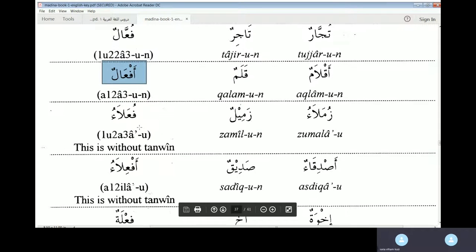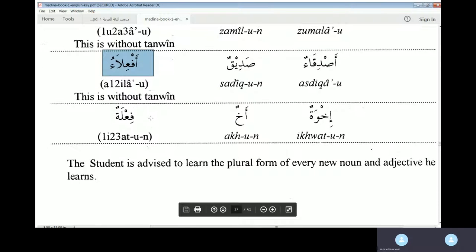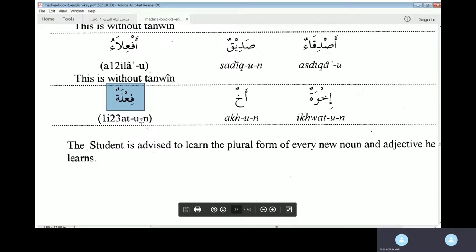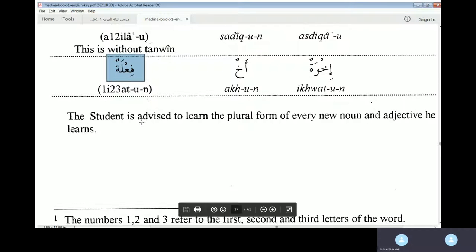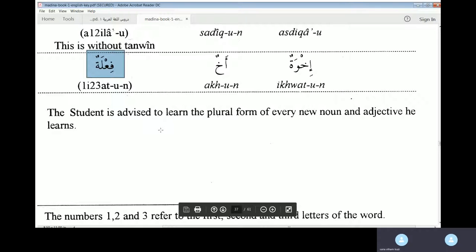The next pattern is af'alun. The example, kalamun, broken plural, aklamun. Next pattern, fu'ulau. Example, zamilun, broken plural, zumalau. Next pattern is af'ilau. Example, sadiqun, broken plural, asdiqaun. Next pattern, fi'latun, example, akhun, broken plural, ikhwatun. So the student is advised to learn the plural form of every noun and every adjective he learns.